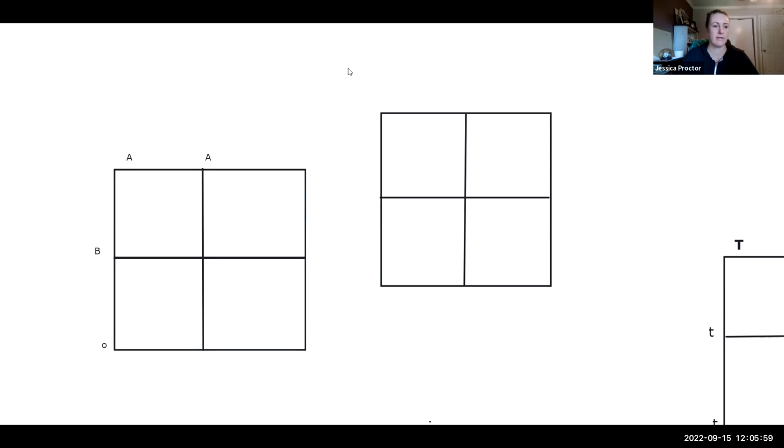In this scenario, let's do our Punnett square again. What would go in the first box? An A and a B. What would go in the second box? An A and a B. What would go in the third box? An A and an O.